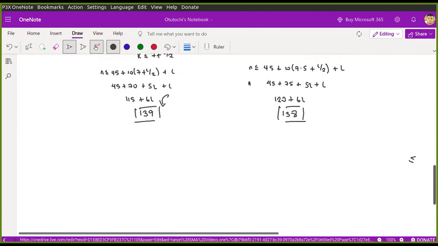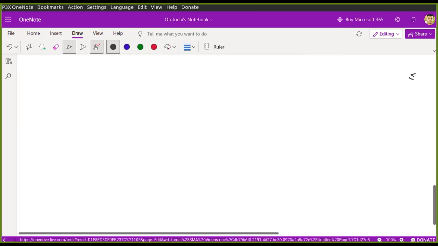So with this, we can move to the second case, right? And that's the case where, of course, n remains 45 plus 10k plus L. And this is the case of 5 is less than or equal to L, less than or equal to 9. So for this case, basically we have this as the base, right?